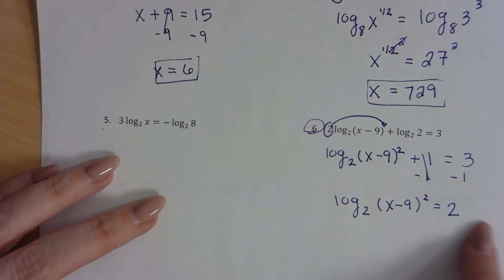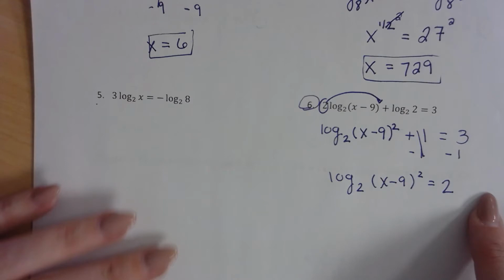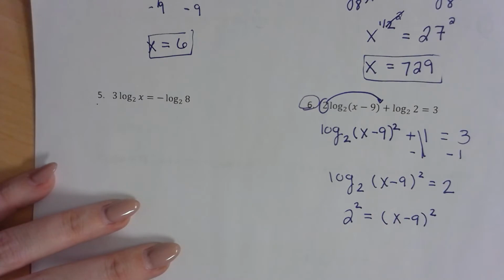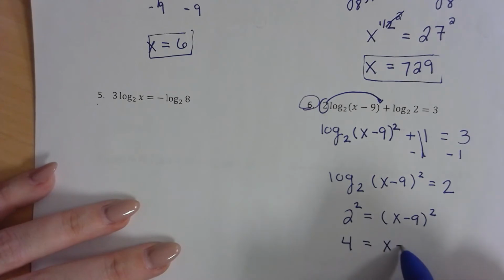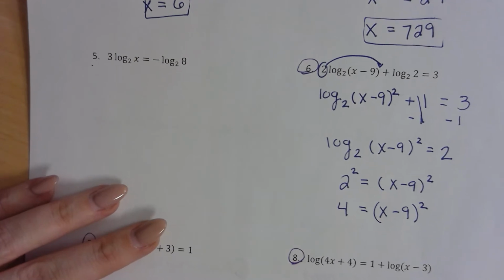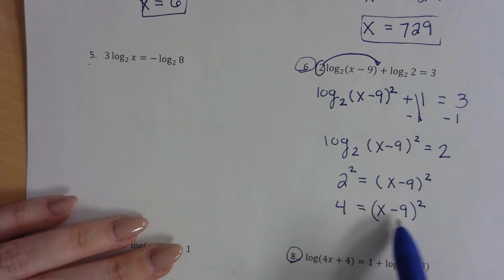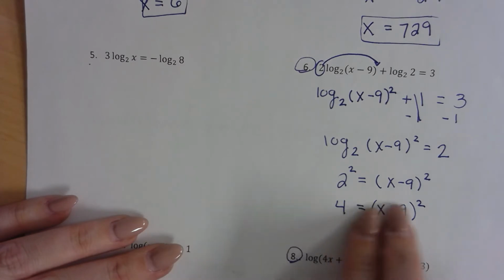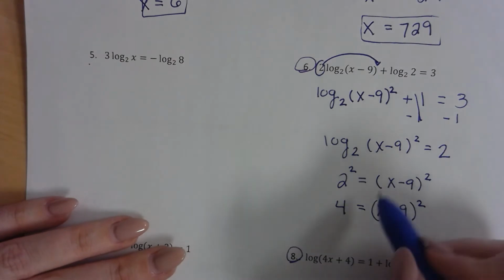Okay, well, we don't have a log on each side, so we have to use our exponentials like we did on number 1 and number 2. So 2 to the 2 is equal to x minus 9 squared. Well, 2 to the second power is 4. Okay, so if this had an x in it, then we would have to multiply this out. But because this is just a number, it's actually easier to think about it as if this was just x squared, wouldn't you square root each side to solve? So we're going to do that same process.